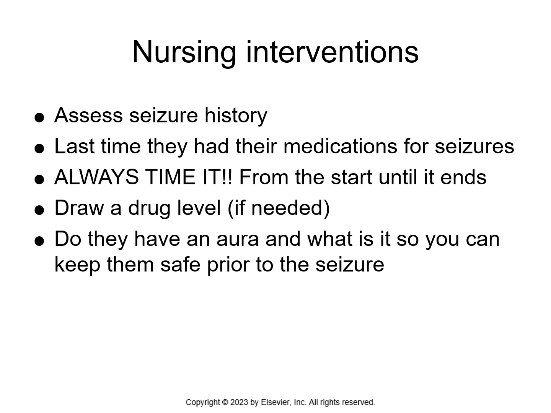And you would just say, would you like me to send a drug level? Do we need to send any lab work down? You have to have an order for this. Do they have an aura, and what is it, so that you can keep them safe prior to the seizure? This has been mentioned before, but if they do have an aura, and I don't care what kind of seizures they're having, I always ask it, because sometimes people can say, well, I have this weird feeling, and it might not be their aura, but it's not the classic aura that we say. So I always ask them, do you feel any different?